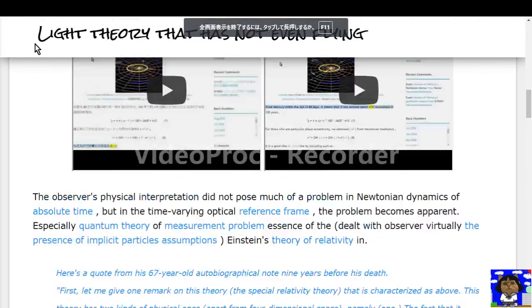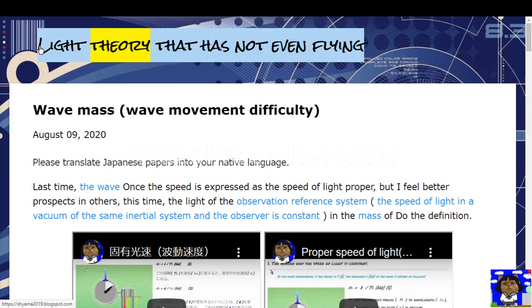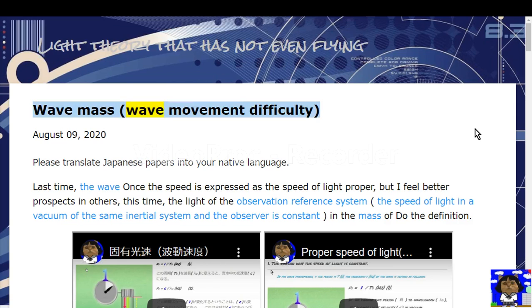Moving observer, photon light source. Light theory that has not even flying. Wave mass, wave movement difficulty. August 9, 2020. Please translate Japanese papers into your native language.